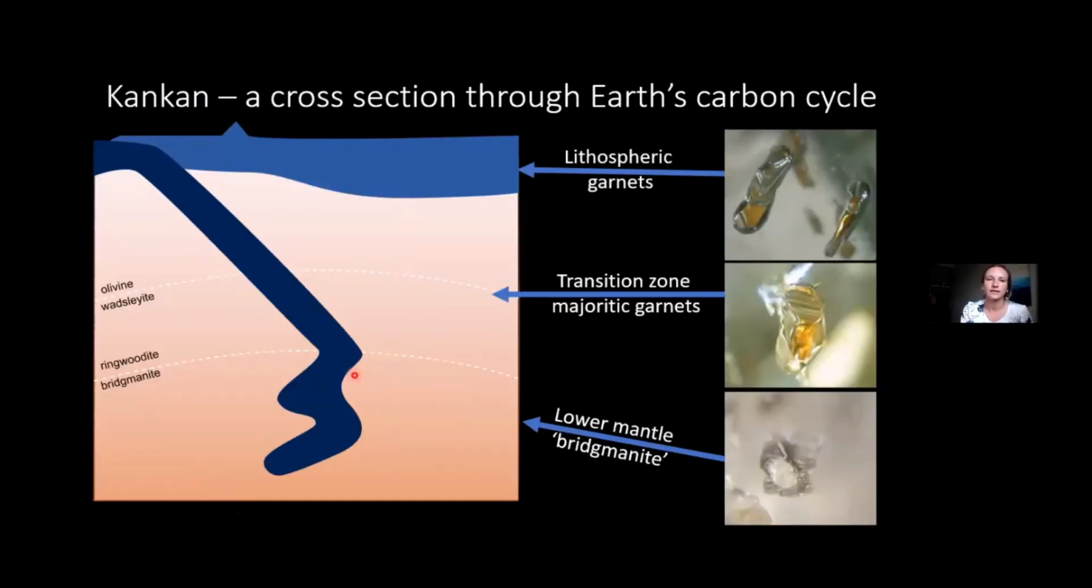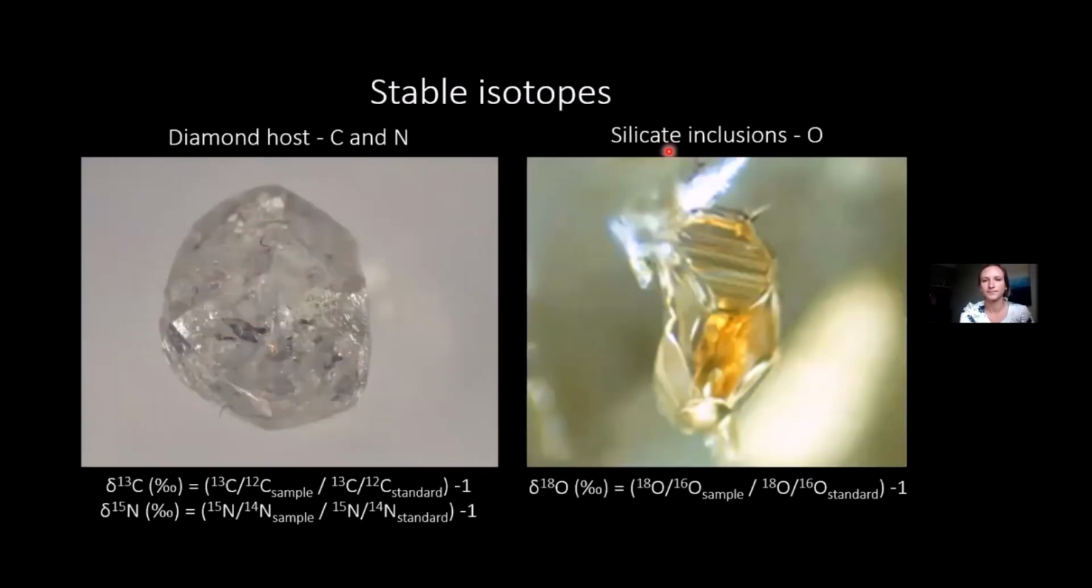So when we view the Kankan deposit as a whole, we get this very unique cross-section of Earth's mantle where we are able to not only sample the lithosphere, but also the transition zone and lower mantle. And really, this gives us a unique opportunity to look at how carbon moves through these various depth regimes on our planet. So the way in which we decided to approach this problem was to look at the stable isotopic composition of not only diamonds, but their inclusions.